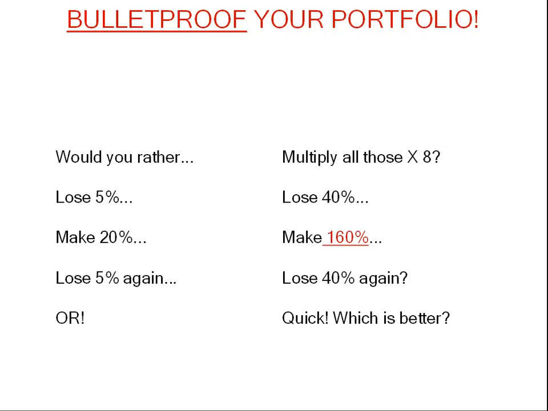Okay, without getting out your calculators, I don't have a poll for this, but let me know through the question pod if you'd like to use the left or the right. On the left we have lose 5%, make 20%, and then lose 5% again. Or would you rather implement leverage and go through the same 3 trades in the same 2-month period, where you'd suffer a loss of 40% but then make 160%, more than double your money, and then lose 40% again? Just let me know which one looks better.